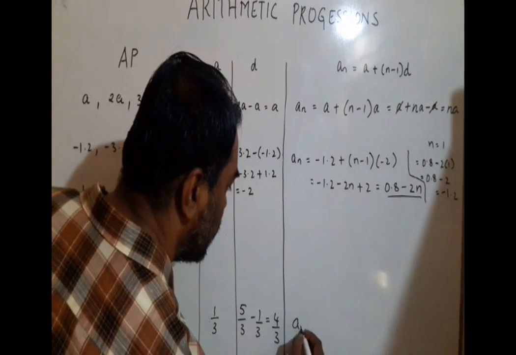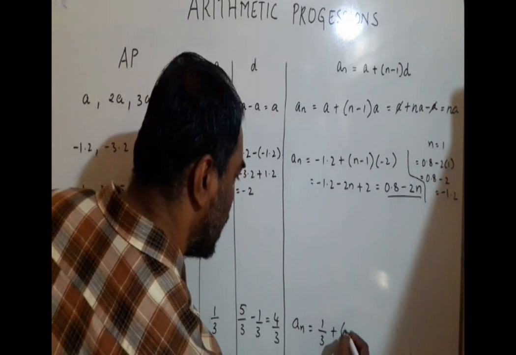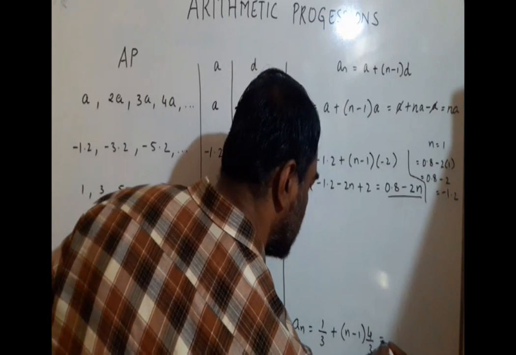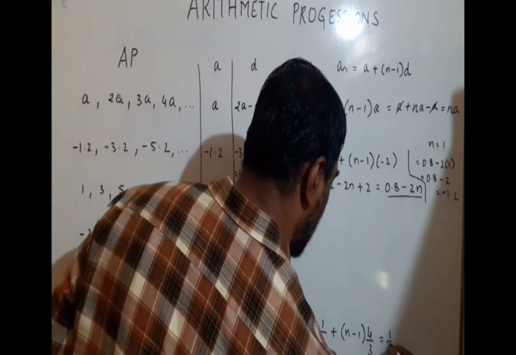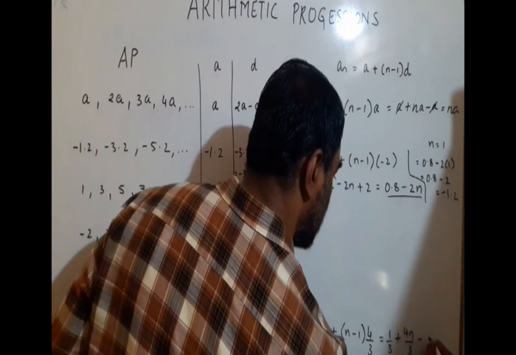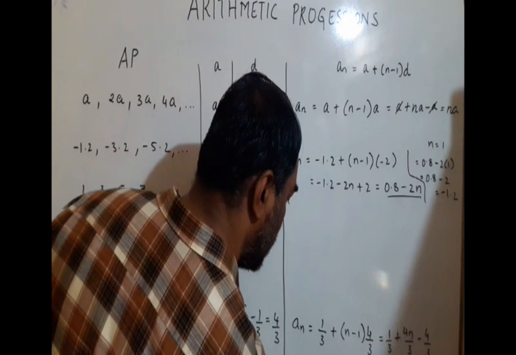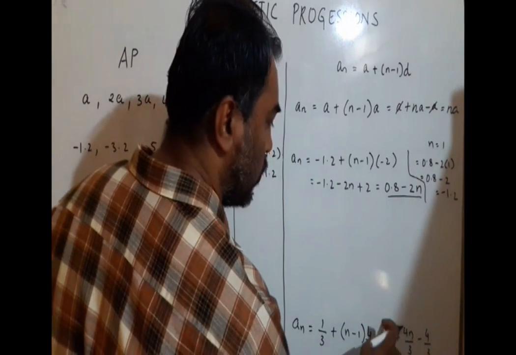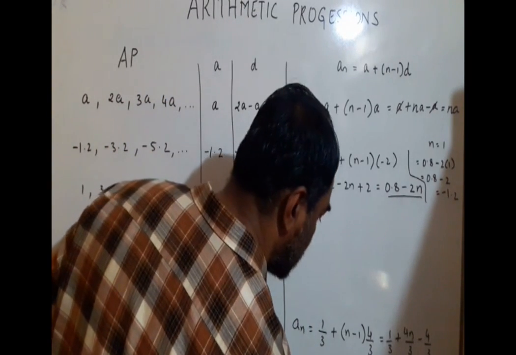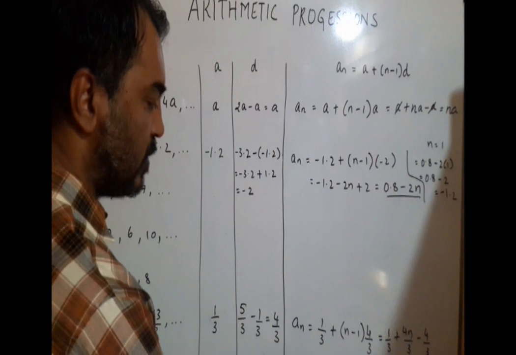And the nth term is the first term, 1 by 3, plus (n minus 1), the common difference is 4 upon 3. So we have 1 upon 3 plus 4n upon 3 minus 4 upon 3. So we get 4n upon 3. Now 1 by 3 minus 4 by 3 is minus 3 by 3, and minus 3 by 3 is minus 1. So the general term of this sequence is 4n by 3 minus 1.